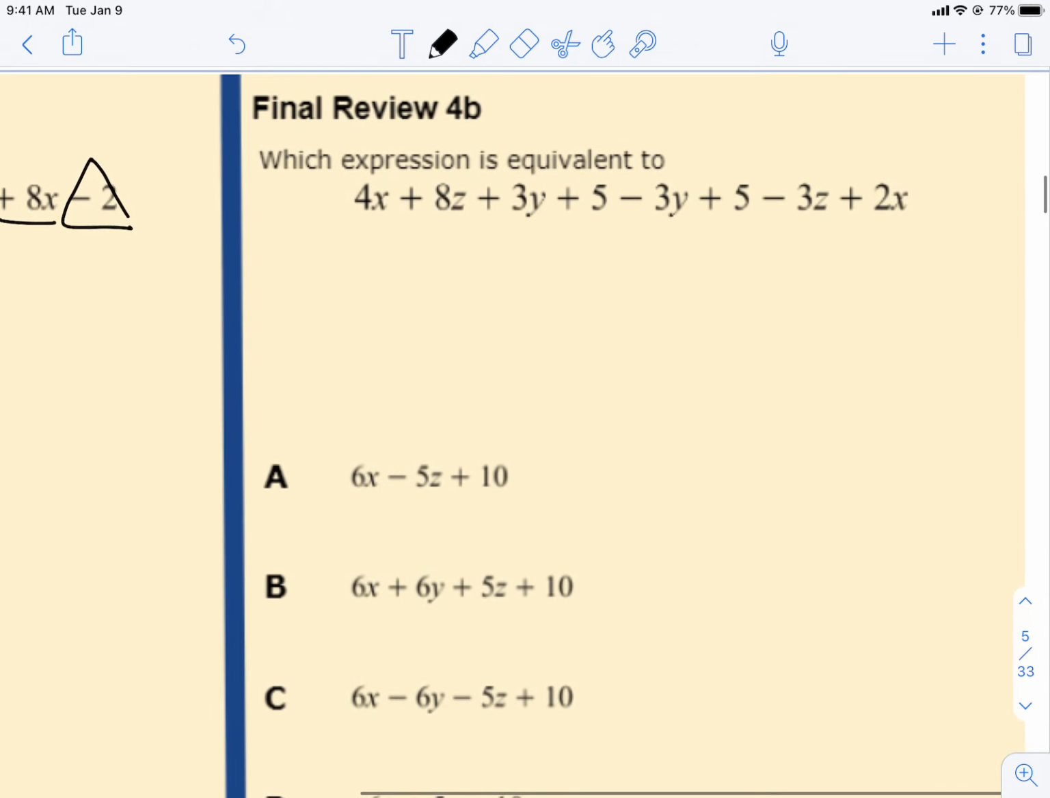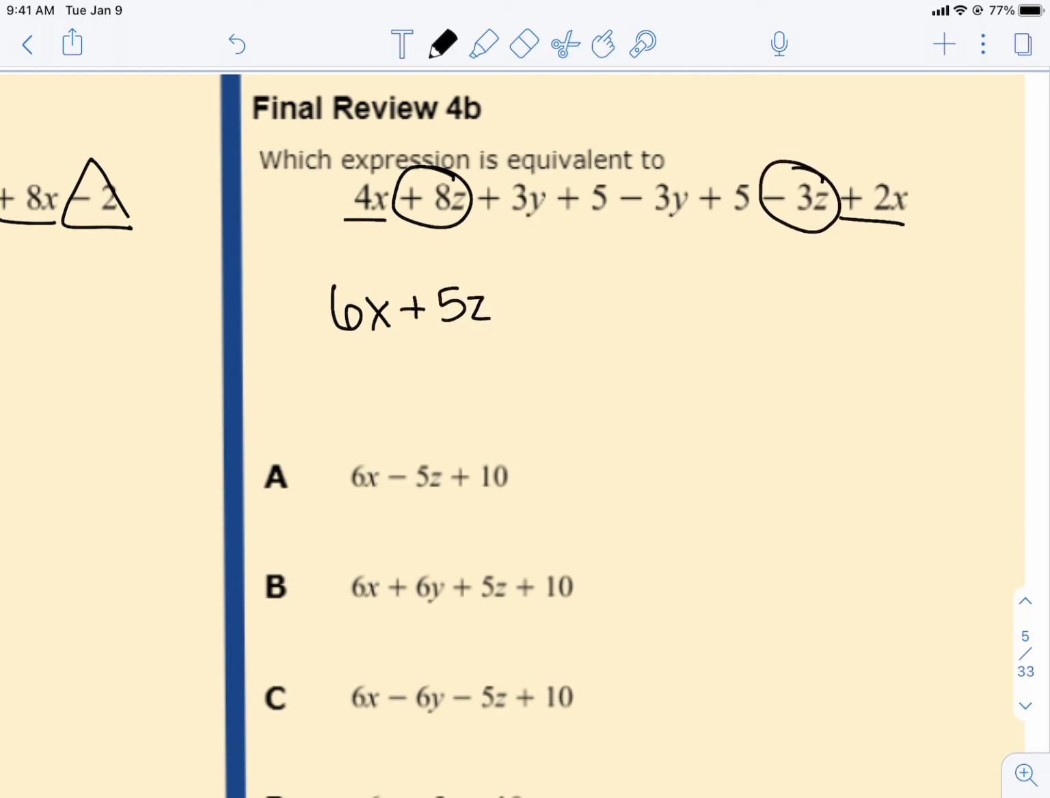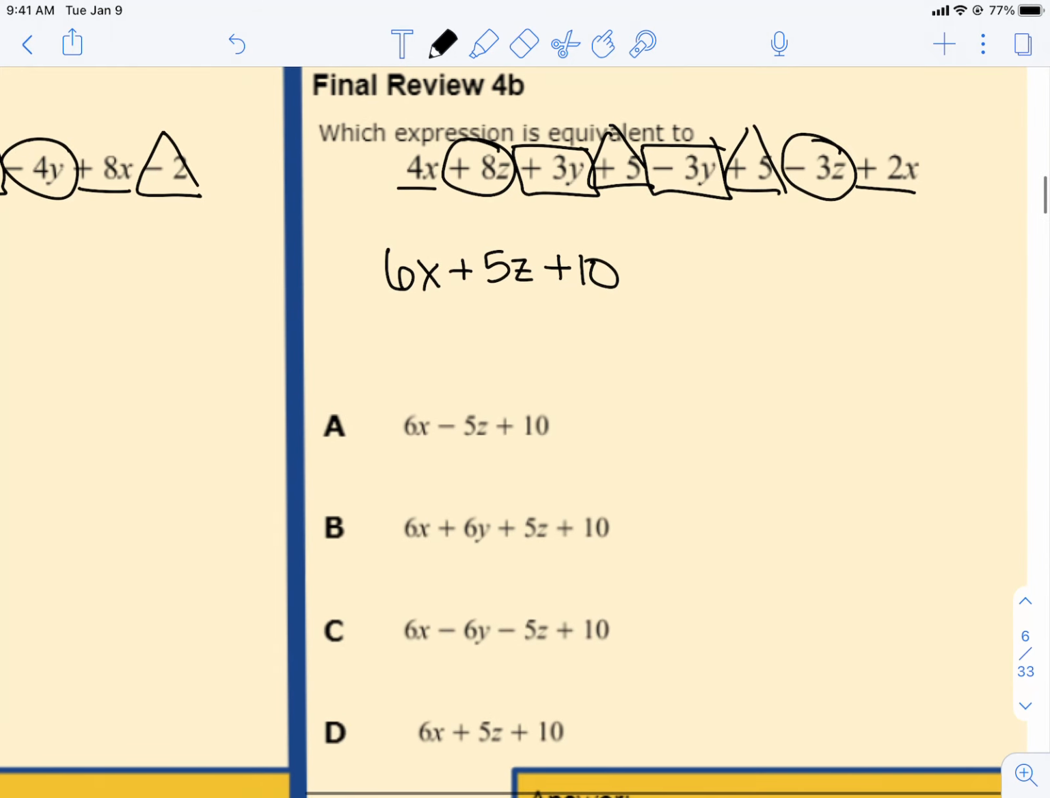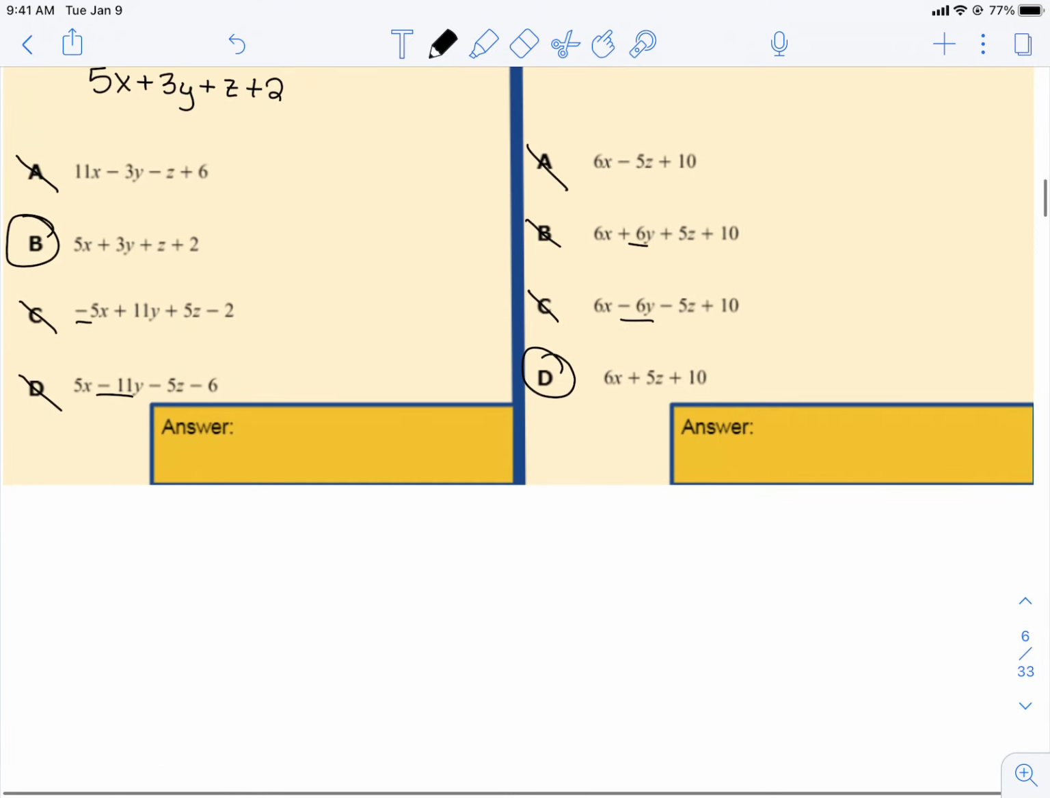Okay. For B, again, which expression is equivalent? So we just need to simplify it. I have 4x and 2x, which gives me a 6x. I have an 8z and a negative 3z, which gives me a positive 5z. I have 3y minus 3y, which is 0, so we don't need to write that. And then I have 5 plus 5, which is a positive 10. Looking at our answer choices, we have 6x minus 5z. That doesn't work. B, we have 6x plus 6y. There are no y's. C has another y in there, so those don't work. 6x plus 5z plus 10. Perfect. Answer choice D.